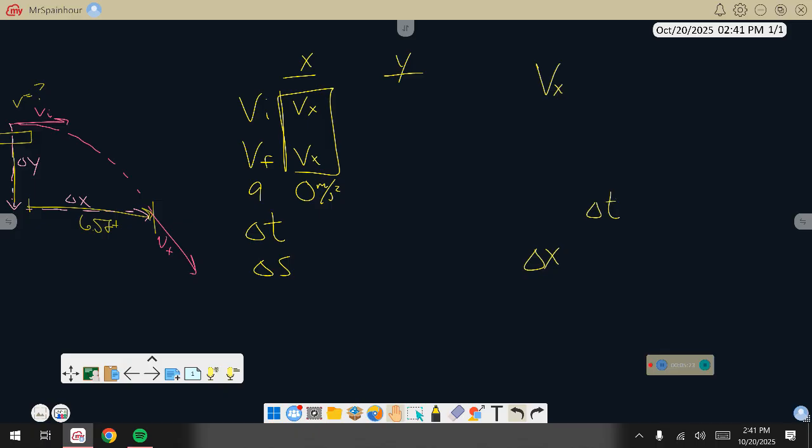Why do we move time a little bit more towards the middle? Because it's the same in both columns. So I don't write it twice, I just write it once. Now over in the y side, you still would write VIY, VFY, acceleration. Time is the same, so we leave it there, and we write delta y, okay?